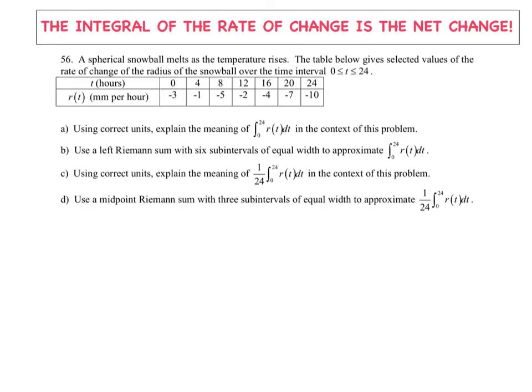Well, we've got ourselves an outstanding problem. This is very AP-like, it simulates a great free response question, and we'll start to see several of these on our tests and spirals. So we're picturing a snowball, and the snowball's melting as the temperature rises. The table below gives selected values of the rate of change of the radius over the time interval 0 to 24. So we're looking at 24 hours, and they just made notes of how fast the radius was changing at certain times, depending on whether the sun was out or whether the clouds were out, whatever.